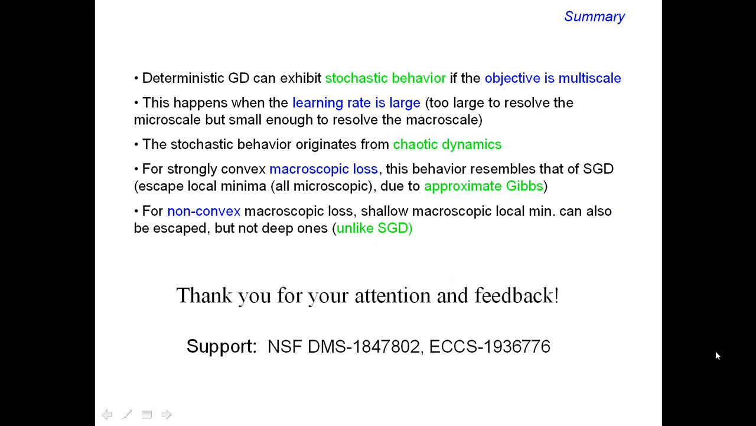But if the macroscopic part of the loss is actually non-convex, then a very interesting thing can happen. Shallow local minima created by the macroscopic part can also be escaped. But if there are deep ones, then they just can't be escaped at all. So this is a situation that is significantly different from that of SGD.